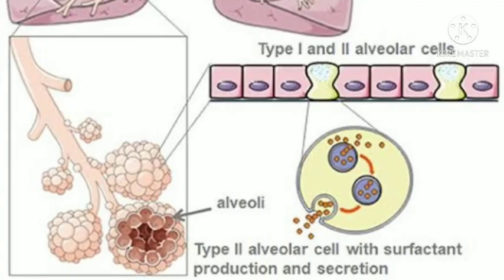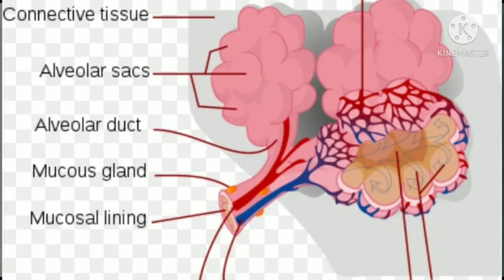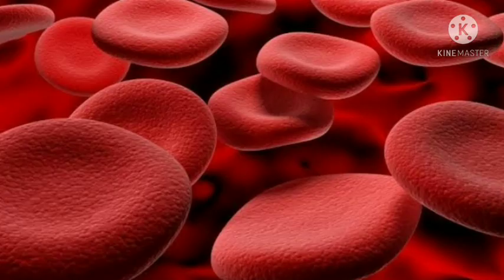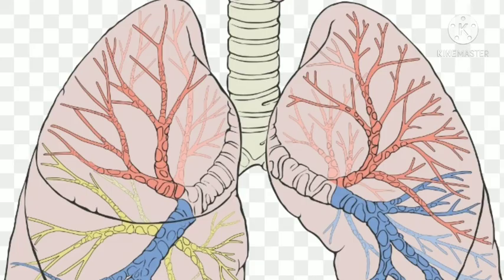A surfactant is produced within the alveoli to reduce the surface tension present. The alveoli are surrounded by a network of blood vessels known as capillaries. Red blood cells contain hemoglobin molecules that are responsible for picking up and carrying oxygen through the body. The lung capacity of an adult is approximately 4 to 6 liters of air.